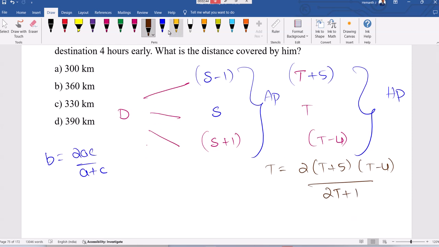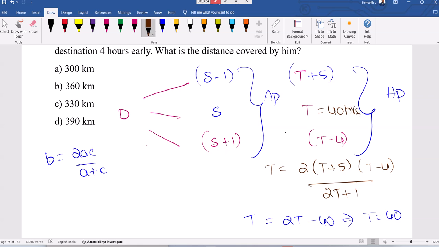Now cross multiplying, the 2t square will get cancelled on left and right. Left hand side t will be there, right hand side 2t. Here we have 5t minus 4t, which is t, into 2t, then minus 20, minus 40. So t will be equal to 40 hours. I got 40 hours as the timing using this simple logic.